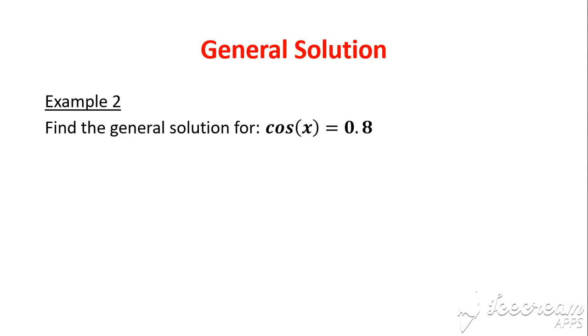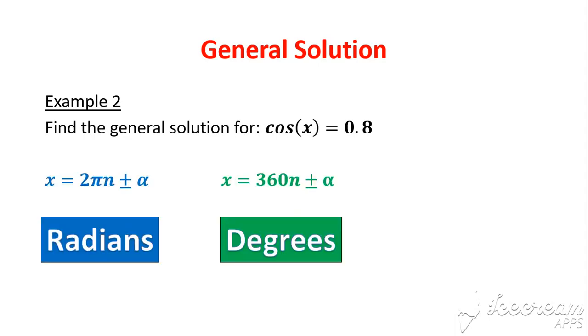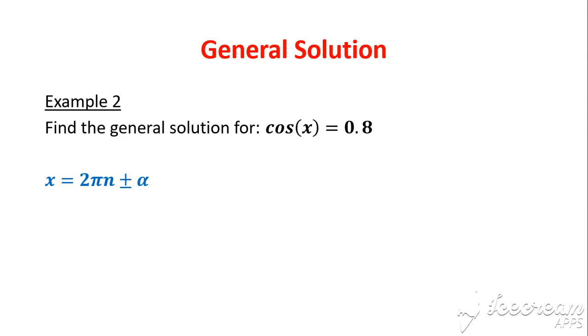All right, let's move on to example 2. Find the general solution for cosine x is equal to 0.8. Right, well, here's the 2 general solutions for cosine, one in radians, one in degrees, and I'm going to use the radians once more. So x is equal to 2 pi n plus or minus alpha.